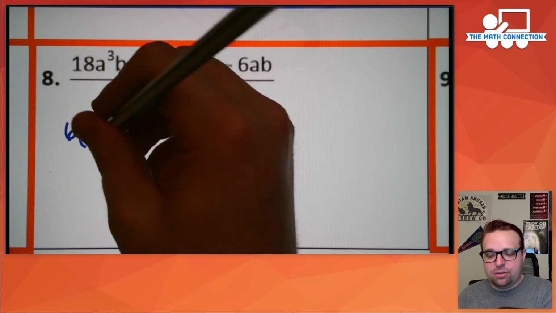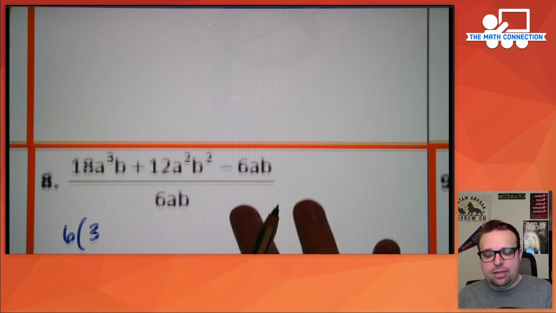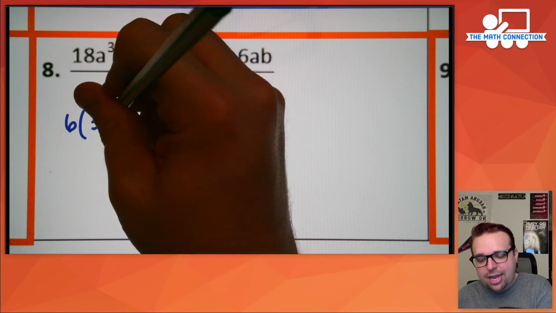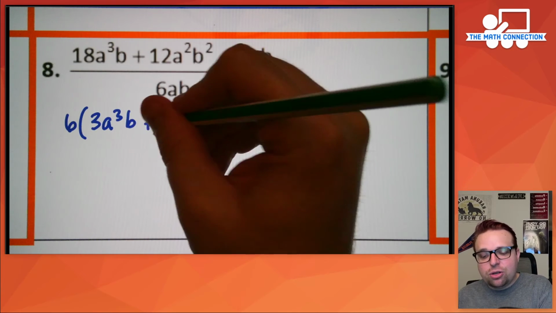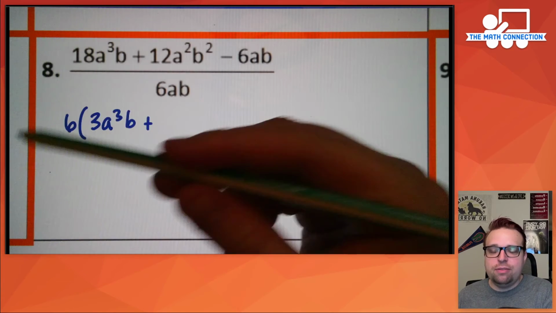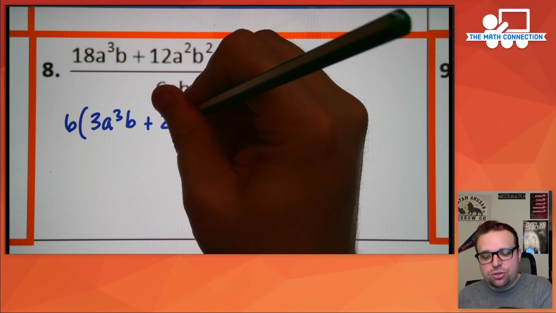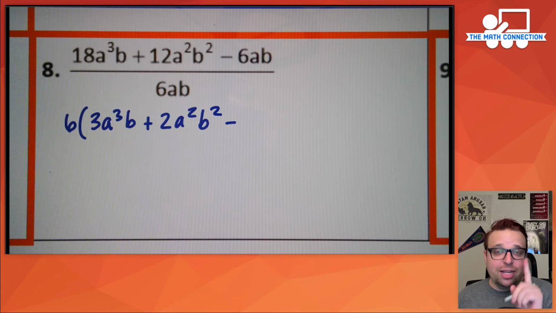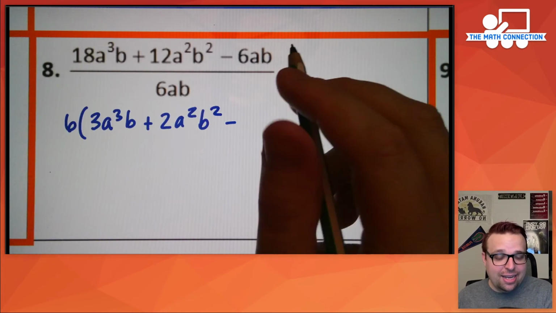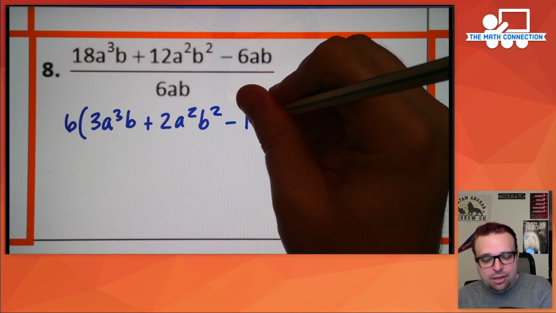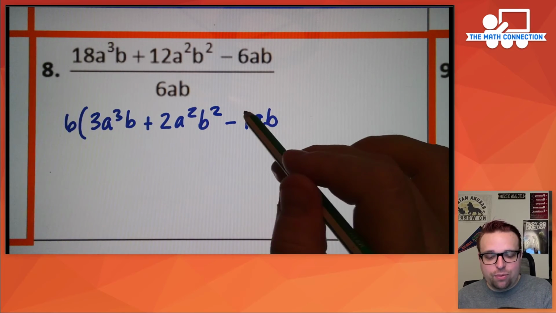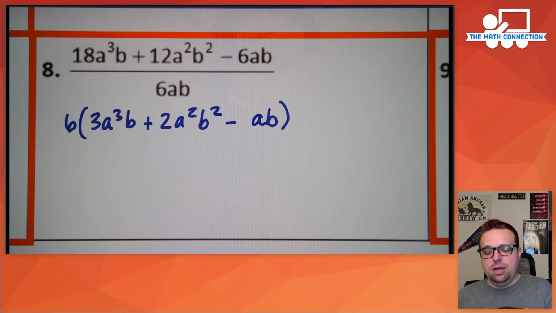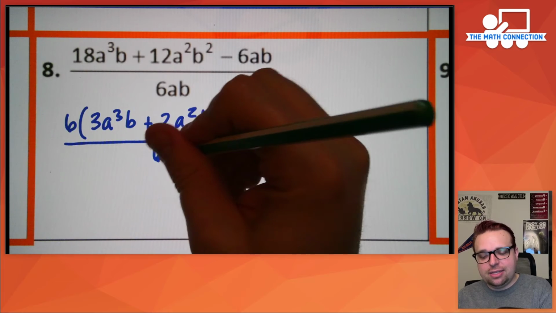18 divided by 6 is 3. The A and the B, I didn't do anything with that, so it remains. Nothing changes. So it's still going to be A cubed B. The second term is 12 A squared B squared. What's 12 divided by 6? It's 2. So this is 2A squared B squared. And then what's 6 divided by 6? It's 1. So I just have 1AB, or more simply put, I really just have AB, because we don't need to specify that there's one of them. This is all still divided by 6AB.